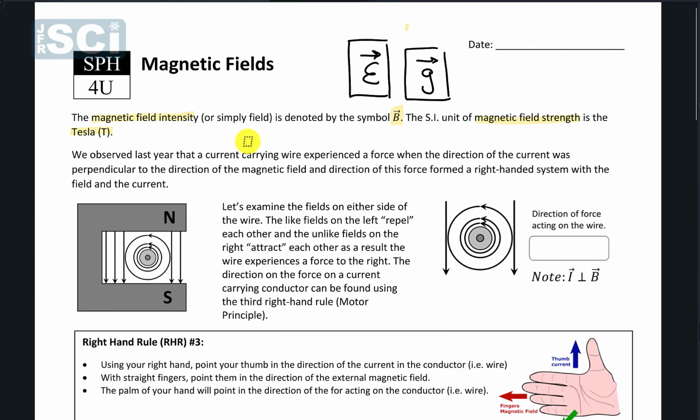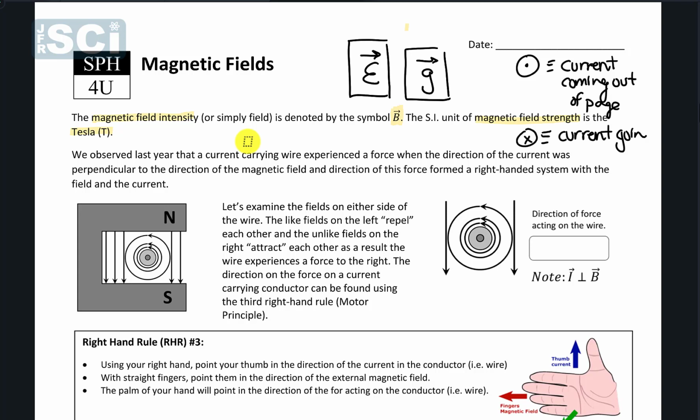So we often use these symbols that, the circle with a dot means the current coming out of the page. And we often then say that the circle with the X in it is the current going into the page. All right, so here we see that the current is coming out of the page at us on this diagram over on the left-hand side of our page.